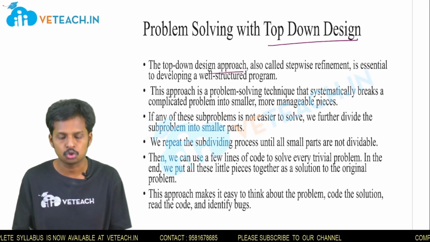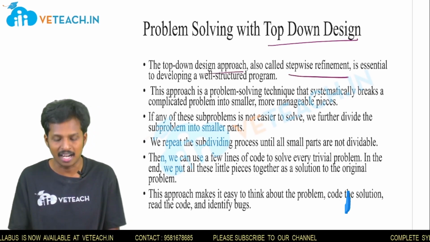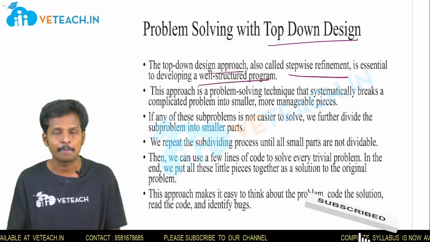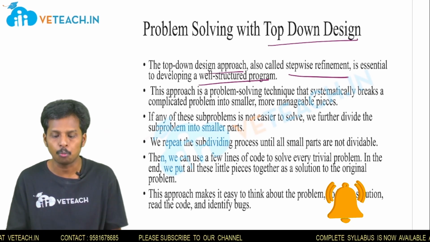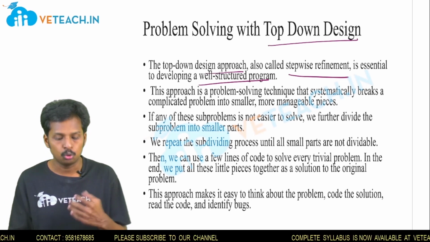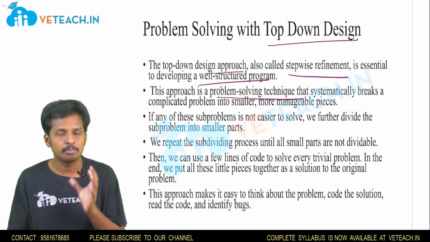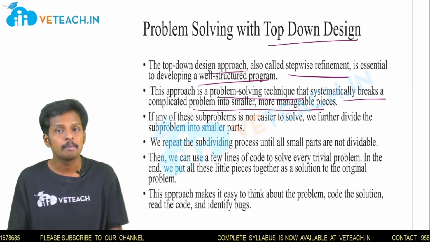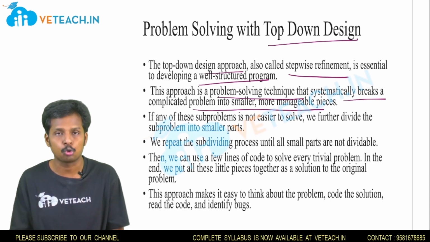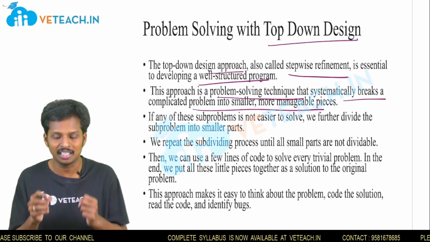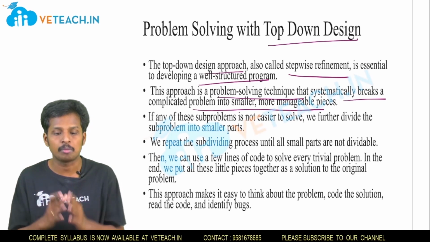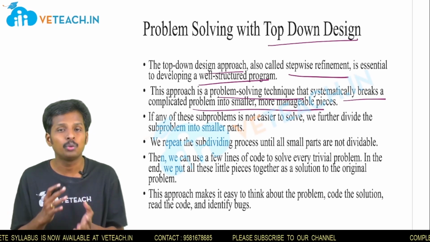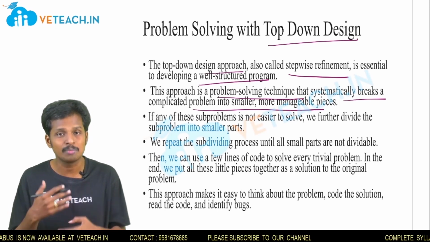The top-down design approach, which is also called stepwise refinement, is an essential tool for developing well-structured programs. For writing a good structured program, we use this top-down design. This approach is a problem-solving technique that systematically breaks a complicated problem into smaller, more manageable pieces. So according to this approach, we systematically divide the complicated program into smaller chunks, and each chunk is further divided until we cannot divide any further. This process keeps on continuing.